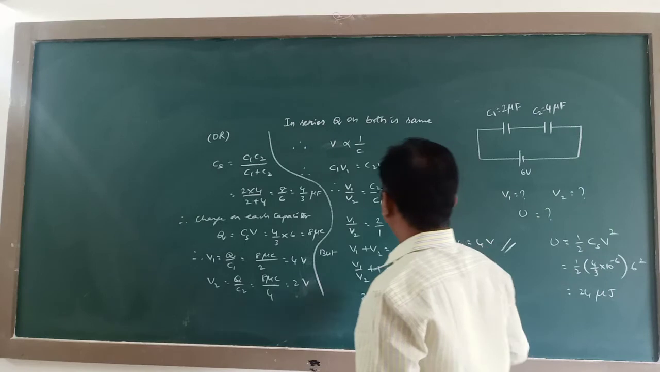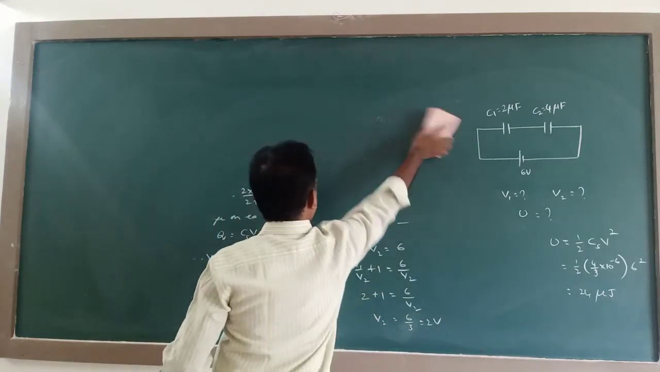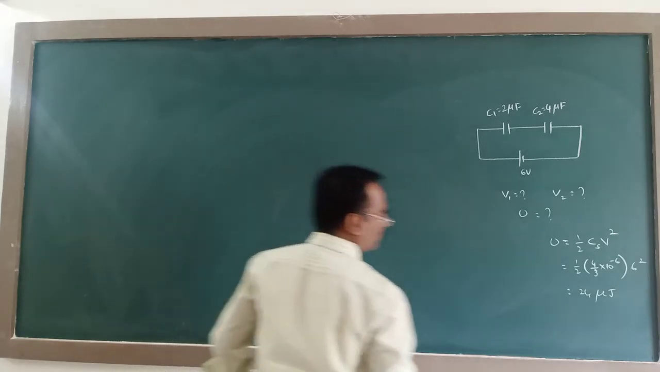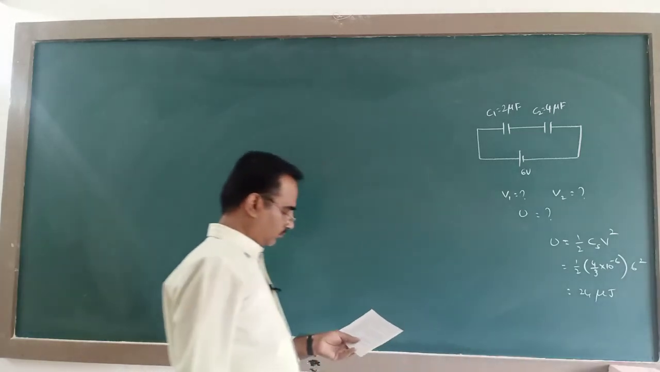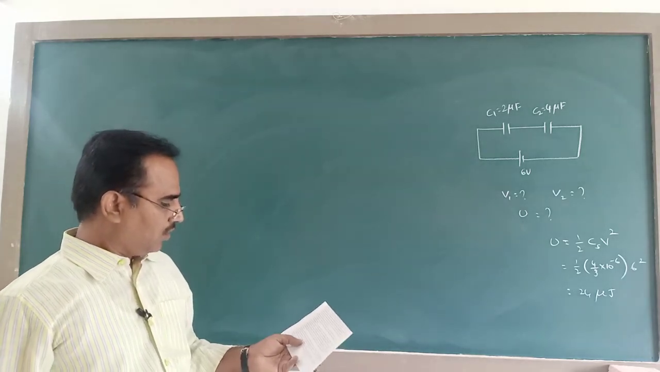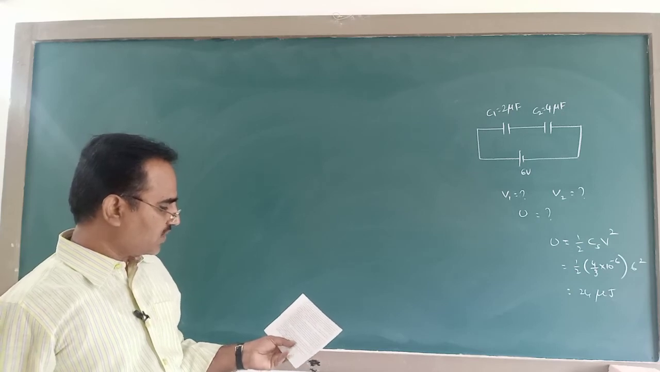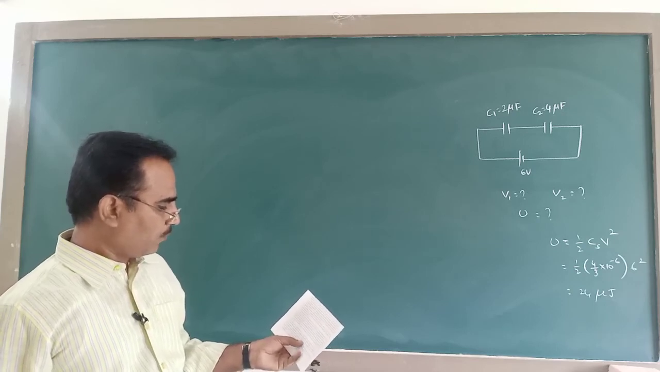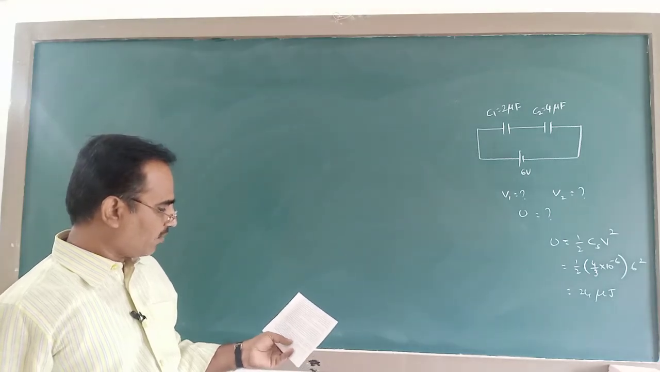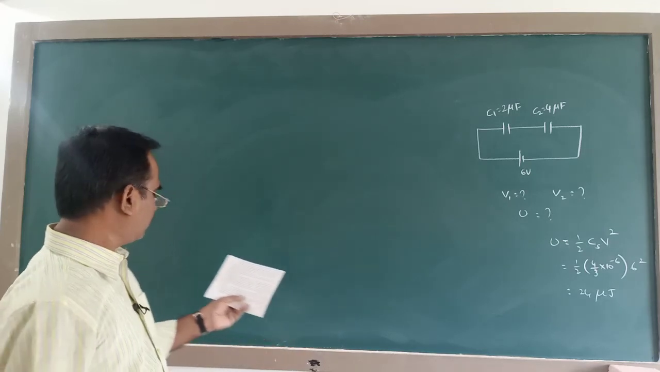You look at the next one. Equivalent capacitance of two capacitors when series 1.875 microfarad, when parallel 8 microfarad. Find the individual capacitances. This is the problem.